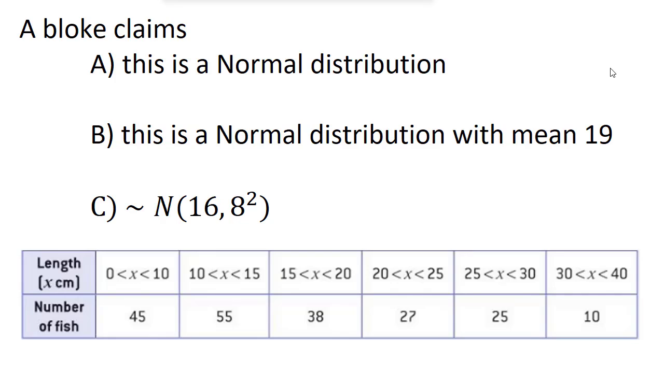There's a longer video on this, but just to sum it up in 1 minute, if you look at a chi-squared goodness of fit test, there are 3 claims you could make about this population. You could say, I just think it's a normal distribution, and you're not saying what the mean is or what the standard deviation is. Or you could say, oh, I think the mean is 19. Or you could actually stipulate what you think the parameters are. And we can do a goodness of fit test in either situation.